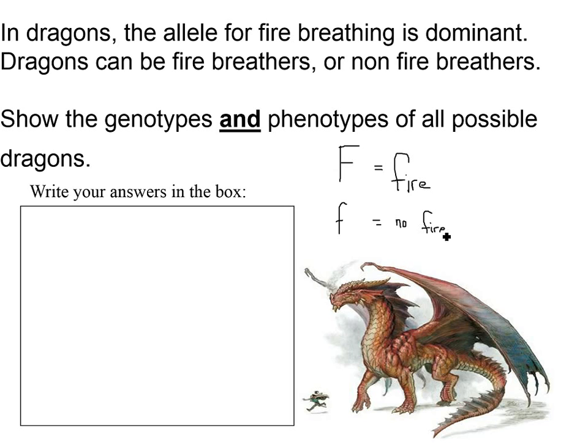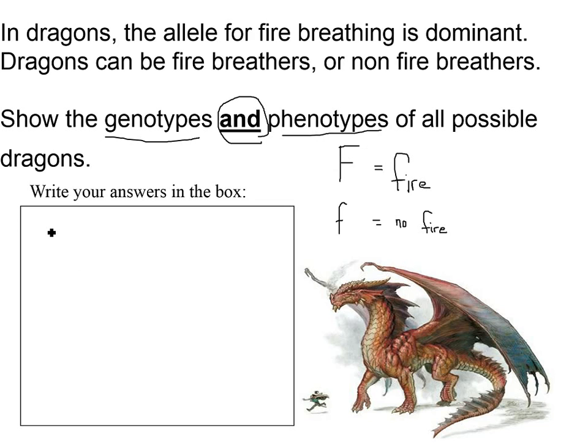Okay, so each one of these is the allele. Capital F being the dominant allele for fire breathing, lowercase f being the allele for no fire breathing. Okay, and the question is asking to show the genotypes and the phenotypes. Okay, we don't want to forget anything in a question like this. So the genotypes are the letters that are represented, the genes of the alleles.